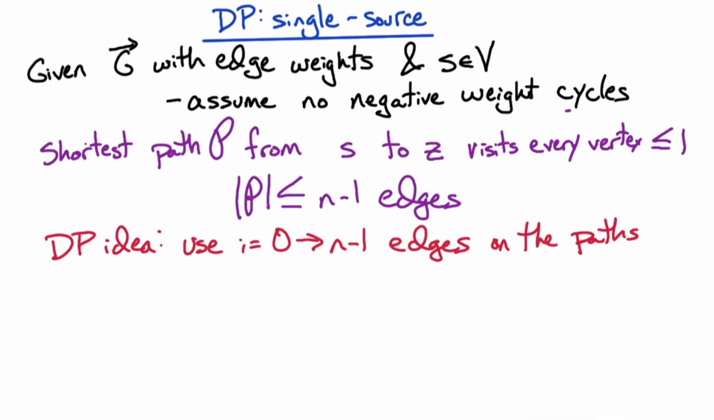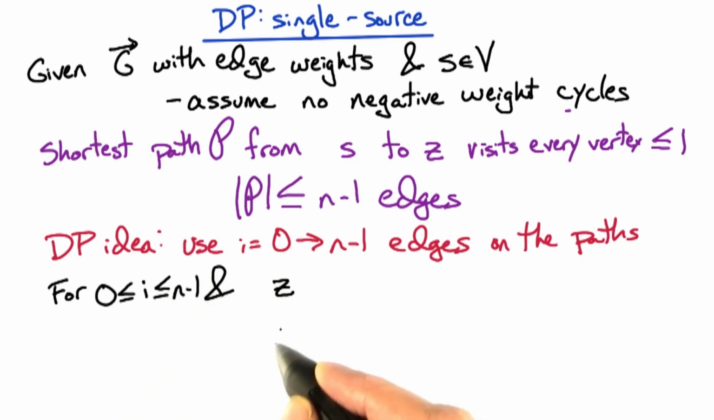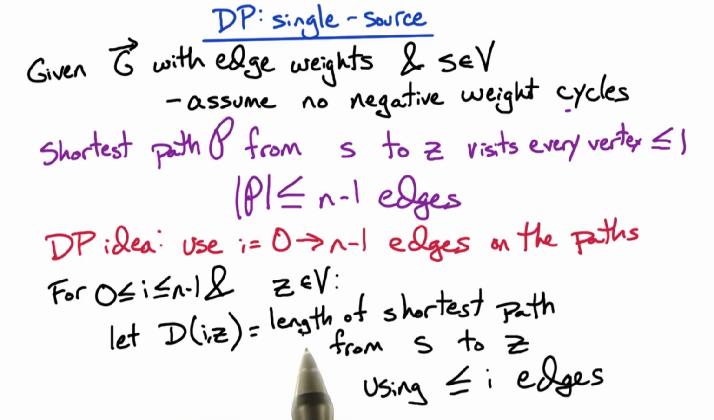Let's more formally define the subproblem for our dynamic programming algorithm. We're going to have two parameters, i and z. i is going to vary between 0 and n-1, and z is a vertex of the graph. And we're going to define the function capital D of i, z. This is going to denote the length of the shortest path from S to z, but we only consider paths which use at most i edges. So when i is n-1, then this is the final solution that we're looking for. And we're going to build up our solutions starting from i equals 0 and building up to n-1.